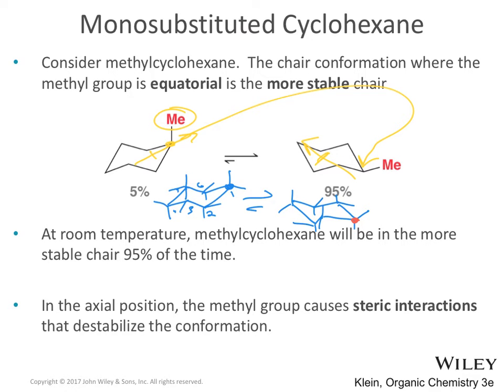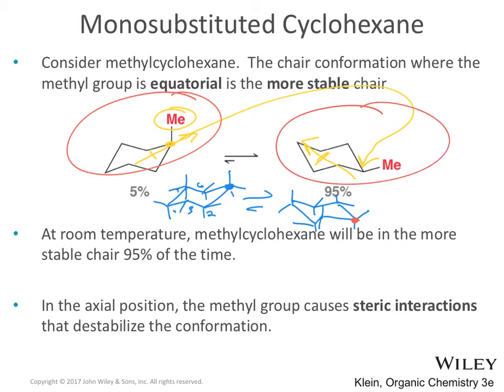Now it turns out that if we're looking at these 2 different chairs, the one here with methyl in the equatorial position is a lot more stable, and methylcyclohexane will exist in that chair 95% of the time. And the reason for that is that when methyl's in the axial position, there are steric interactions that destabilize that conformation.